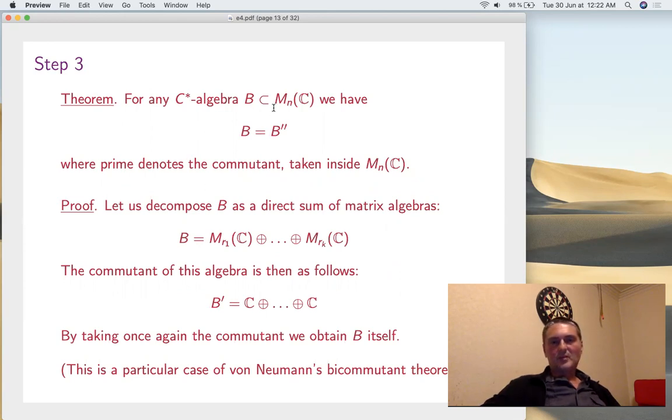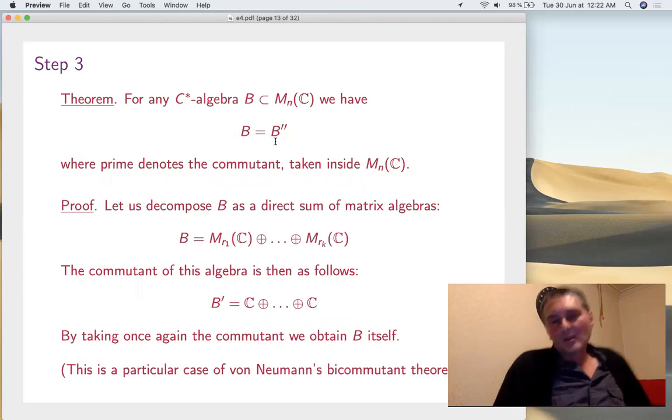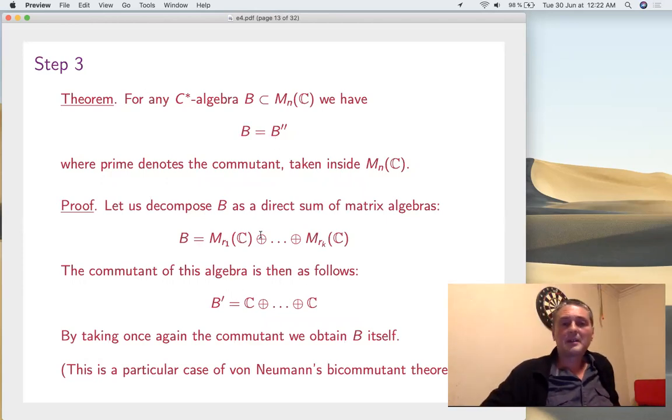So any C-star algebra of matrices is equal to its bicommutant. Is this true? This is something that we already know because B can be decomposed as a direct sum of matrix algebras, right? That's something that we learned in lecture 1 and heavily used for Peter-Weyl when you decompose these representations. That's what you use. Now let's look at the commutants. In this picture, it's clear. The commutant of each matrix algebra is C, so you get just C's, and now if you take the commutant back, the C's become matrices again. So you get B itself, very nice.